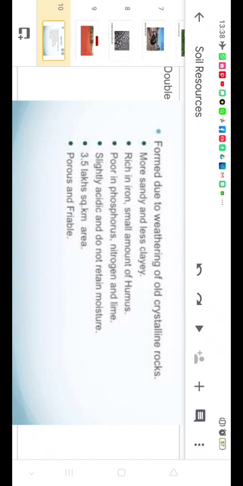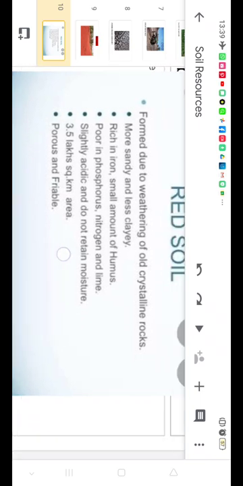It has a small amount of humus, is poor in phosphorus, nitrogen, lime, slightly acidic and does not retain moisture. It's not moisture retentive, and it's acidic, it lacks nitrogen and lime. So it is poor in humus also. So it is coarse grain. You may add one more thing, that it is coarse grain and as given it cannot retain moisture.